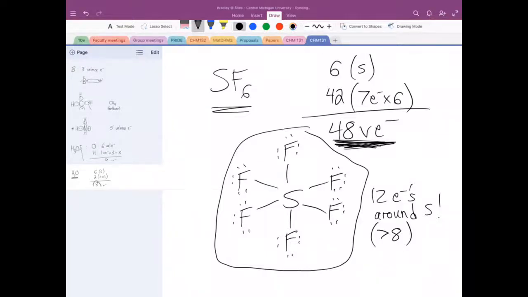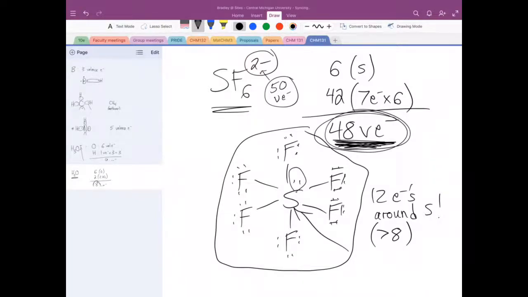Now, if it was SF6 2-, after you've built up all these electrons on the outside, you'd still have 2 left, right? Because this means you have to add 2 more electrons, so that makes it 50 valence electrons. So those additional 2 would go on the middle central atom. Okay, so again, once you're done building up all around the outside, whatever's left to get to the total you need, they have to go around that central atom.